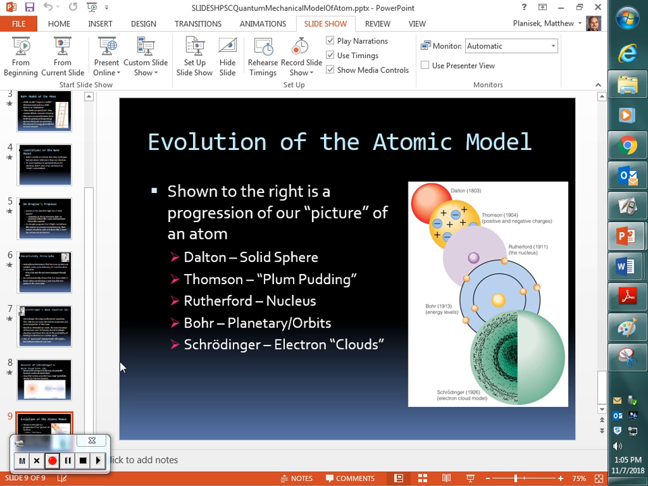Black spots represent what? Where electrons have been in the past. So those are areas of what? High electron density, or high electron probability.